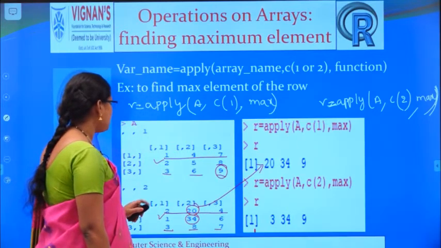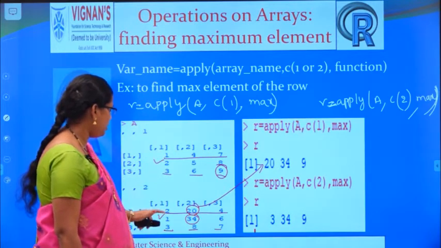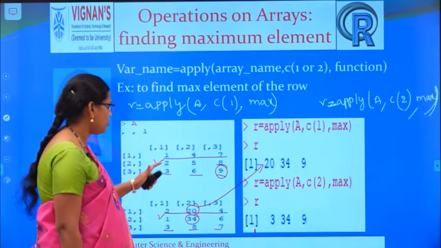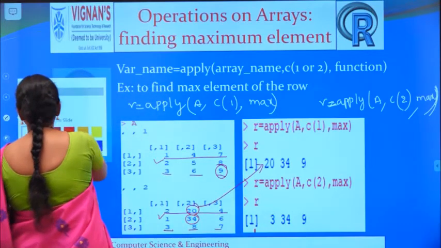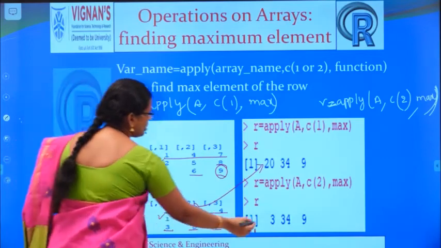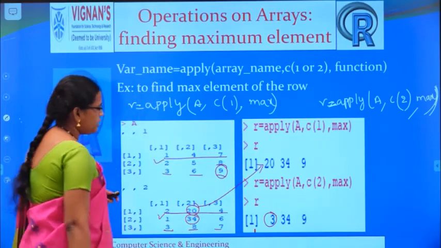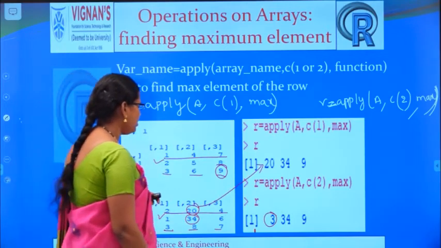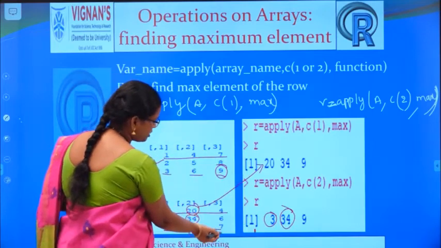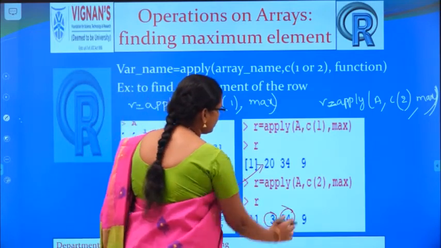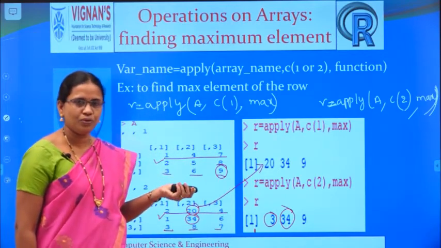Now see the example here. What are the column elements presented here? 1, 2, 3 and 2, 1, 3. What is the max here? That is 3. The next column is 4, 5, 6 and 20, 34, 8, and the maximum element is 34. The next is 7, 8, 9 and then 4, 6, 7, and the max is 9. Like this, you will find the maximum element in the row or column.